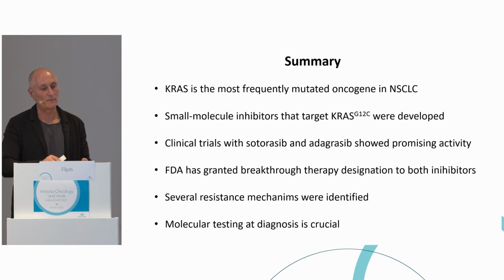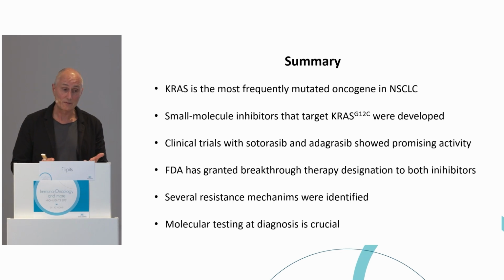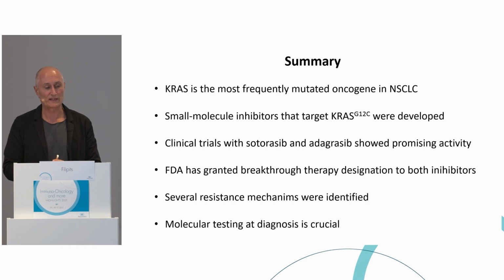So I'm coming to my summary. KRAS is one of the most, or is the most frequently mutated oncogene in non-small cell lung cancer. That's why small molecule inhibitors that target specifically these KRAS G12C mutations were developed. The first clinical trials with sotorasib and adagrasib showed promising activity in non-small cell lung cancer patients. That's why the FDA has granted breakthrough therapy designation to both inhibitors. Several resistance mechanisms were identified, and of course, molecular testing or comprehensive genomic profiling is important at diagnosis.